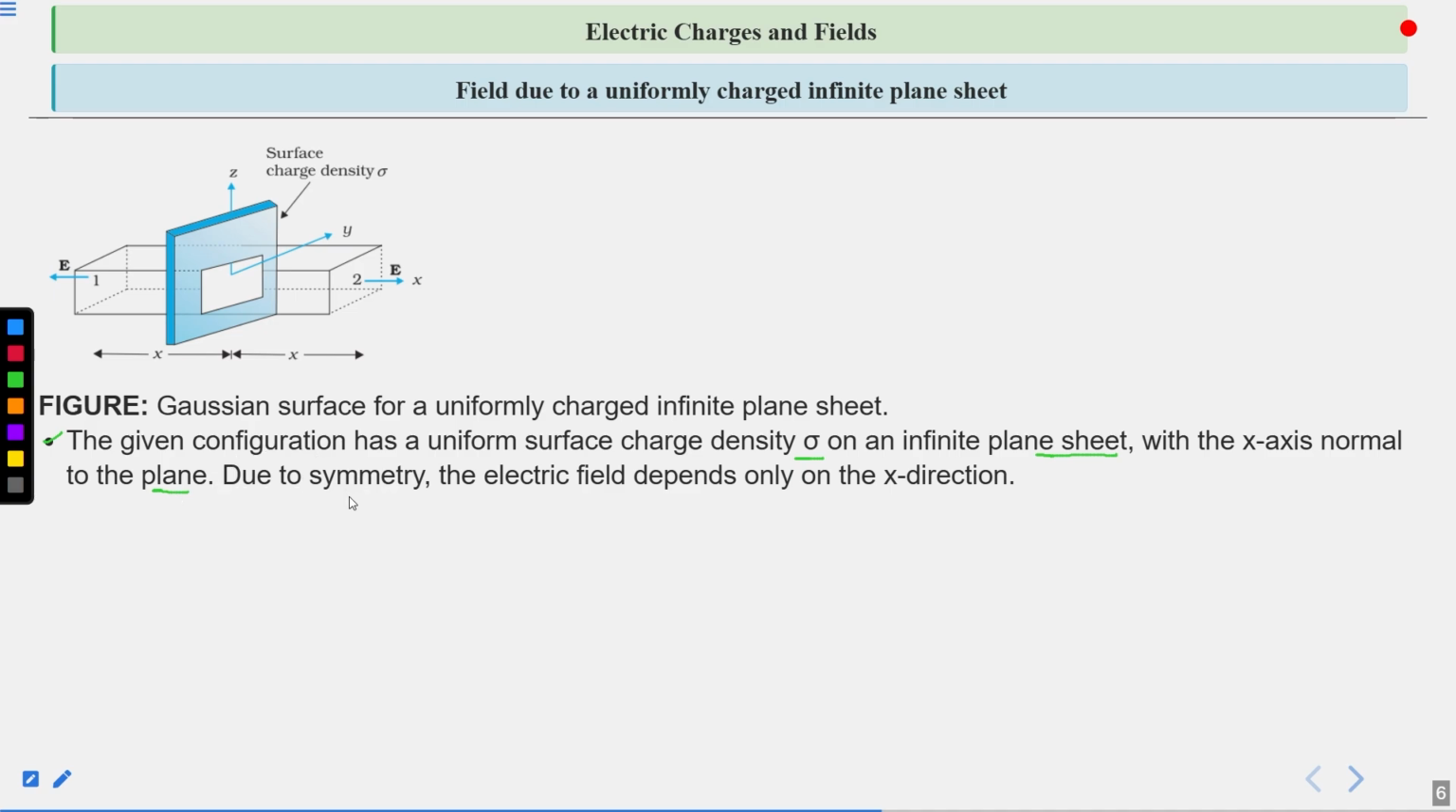Due to symmetry, the electric field depends only on the x-axis. So the direction of electric field is here. If we talk about the right face, it will be perpendicular to the sheet, like this. And if we talk about the left face, it will be like this. It means the electric field is perpendicular to the plane sheet, the infinite plane sheet.